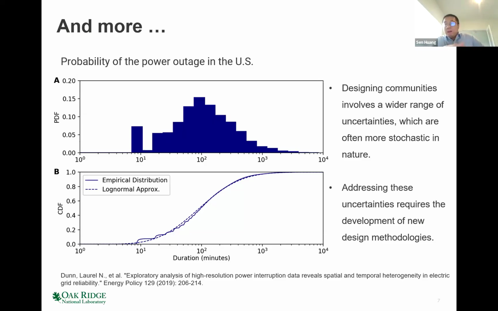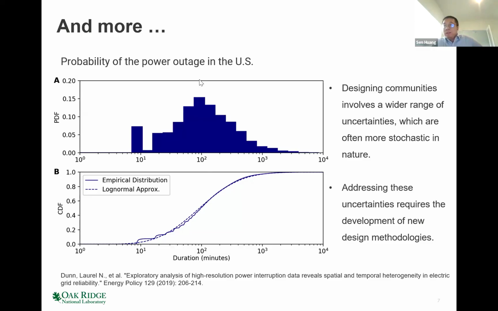And secondly, because we have a large system, the uncertainty types will increase. Here I want to use power outage as one example to show the details about the uncertainty. The figure here shows, from a statistical perspective, how power outages are distributed in terms of duration. From the figure, you can see it's already quite complicated.